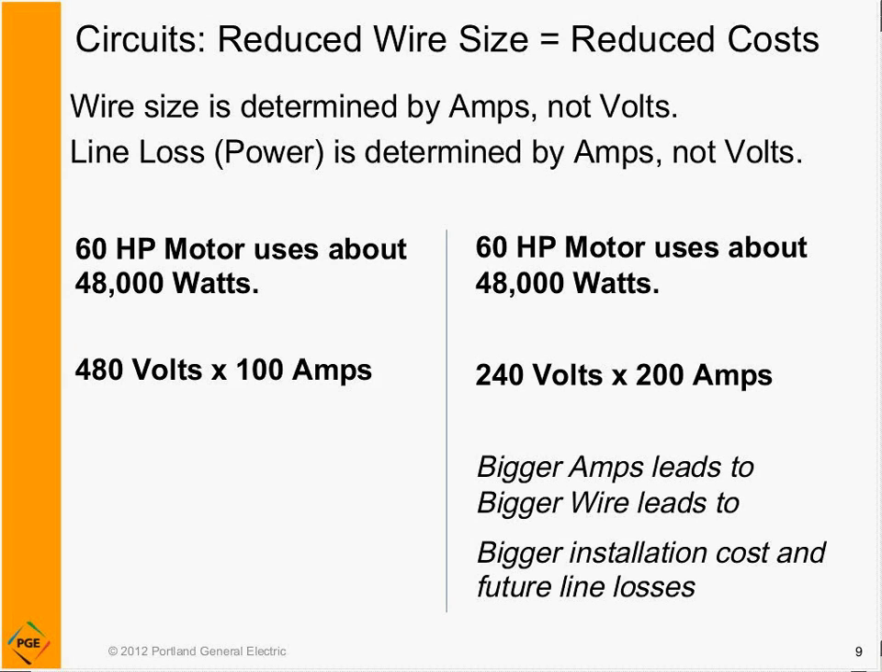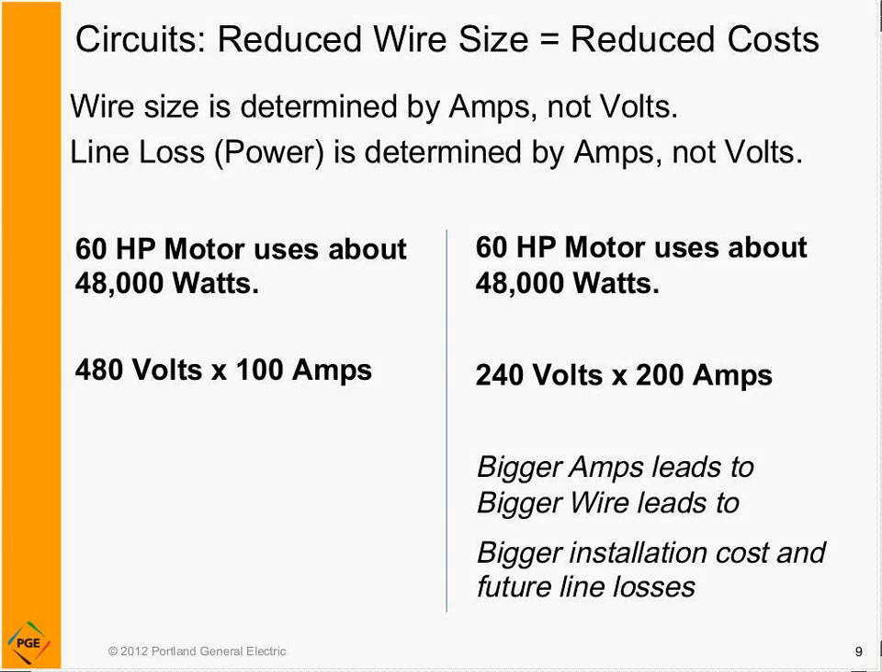One motor takes 480 volts times 100 amps. Remember, volts times amps equals watts. So there's where I get my 48,000. The other motor is 240 volts, another very common voltage in businesses, but it takes 200 amps. 240 volts times 200 amps gets you these 48,000 watts. So you would think these would be equal, but they're not.